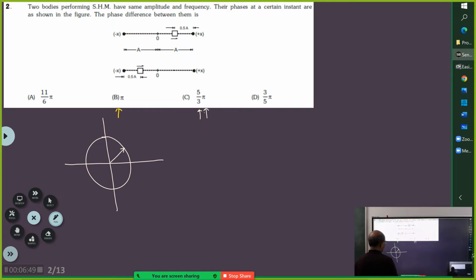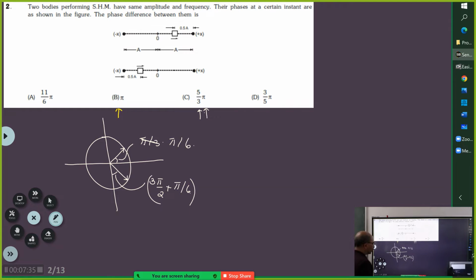The first quadrant diagram is right. Second quadrant, what should I do? The next result will be in the fourth quadrant. Since the displacement is 0.5 amplitude, the first angle will be pi by 3. No, pi by 6. For the second one it is going to be 3 pi by 2 plus pi by 6.